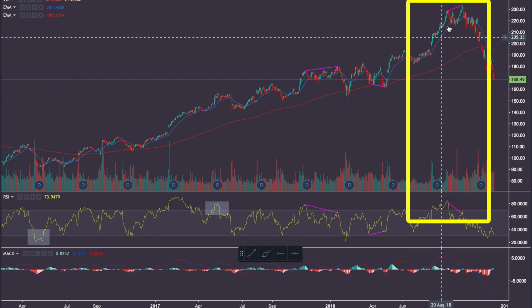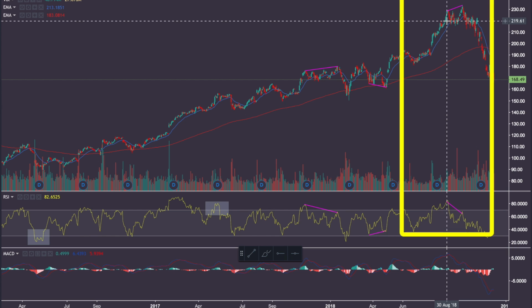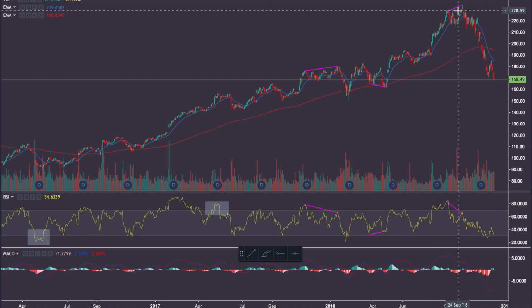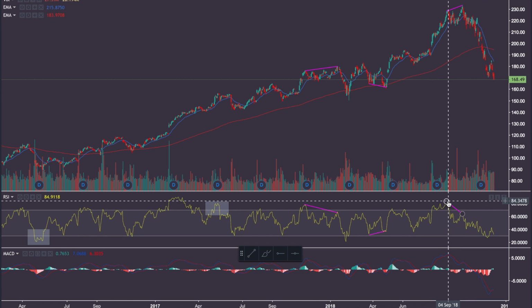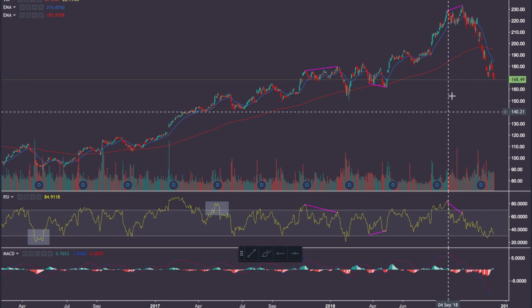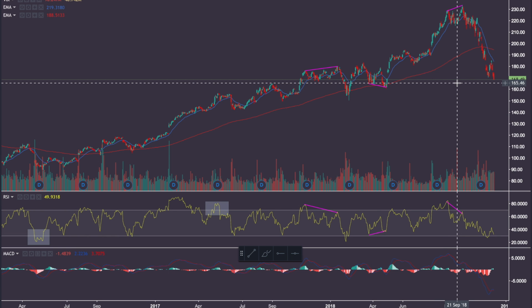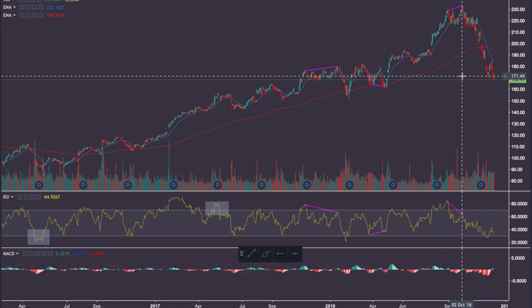This is another great example of bearish divergence. We can see prices made new higher highs, but the RSI continued to make new lower highs. In this particular scenario, this would have been a great time to exit your position, as we can see what happened shortly after this particular move.